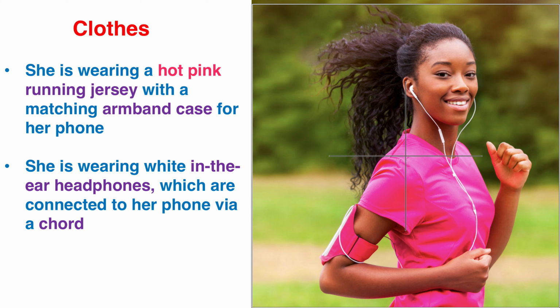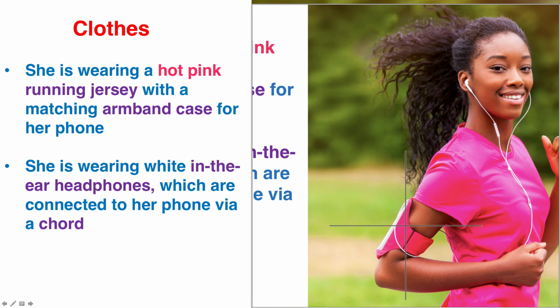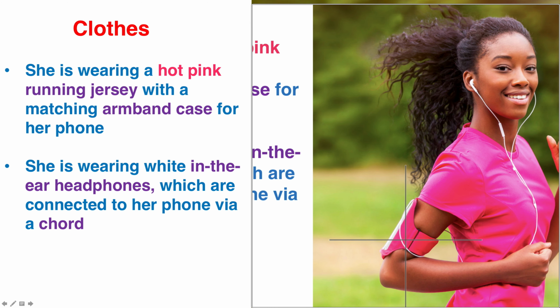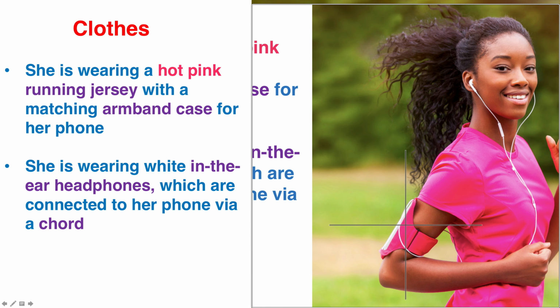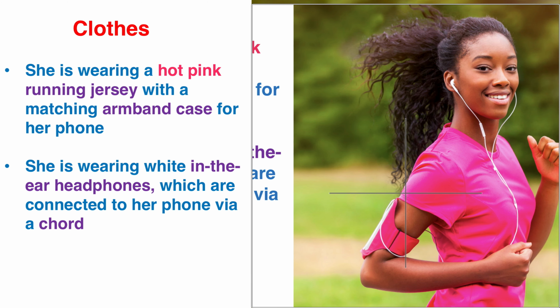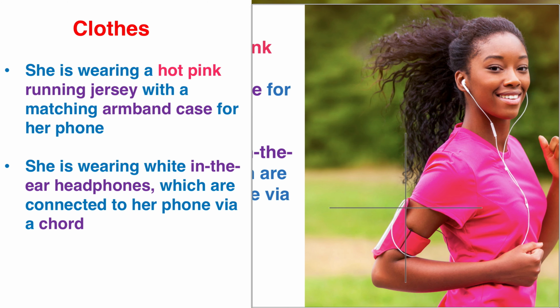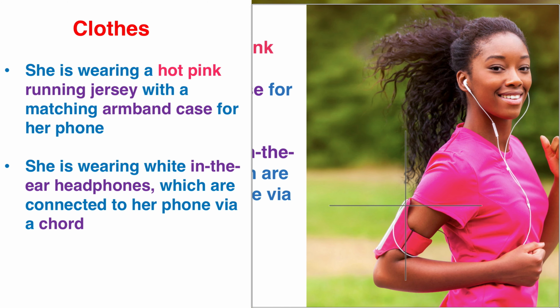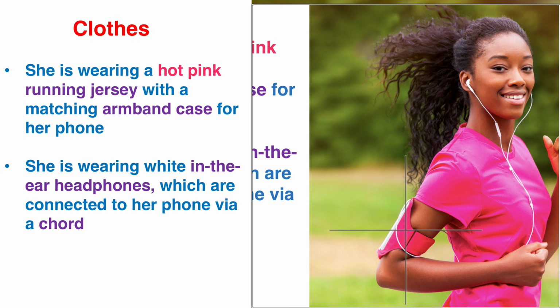They're heavier than a normal t-shirt to protect you from the elements. Also, they tend to be smooth, so it doesn't irritate your skin as you move around in it. Now, looking here, she has an armband case for her phone. You can say that this case matches her shirt because they are roughly the same color, or they match in color. So her armband case matches her jersey.